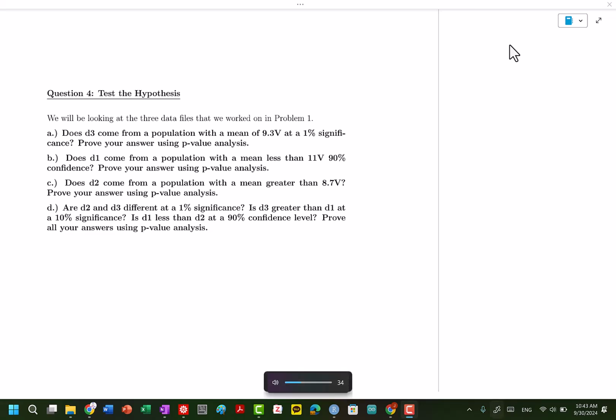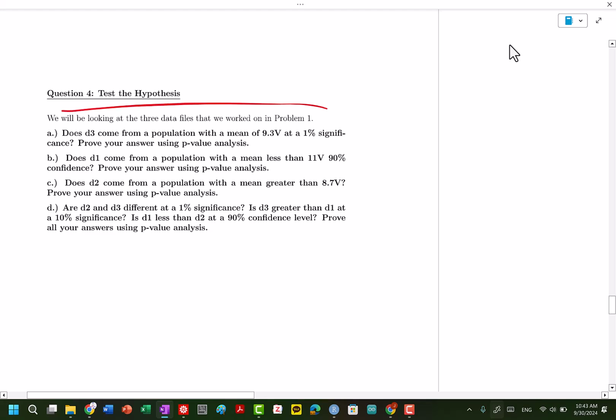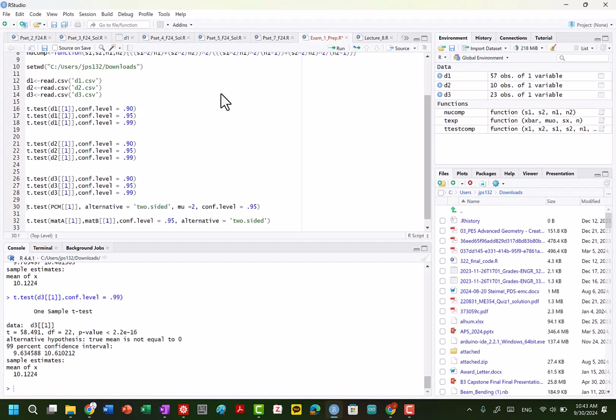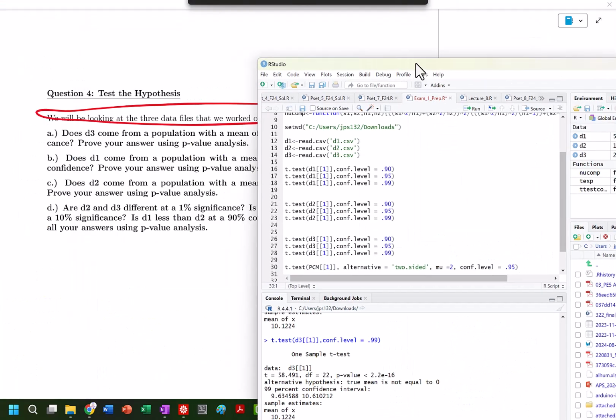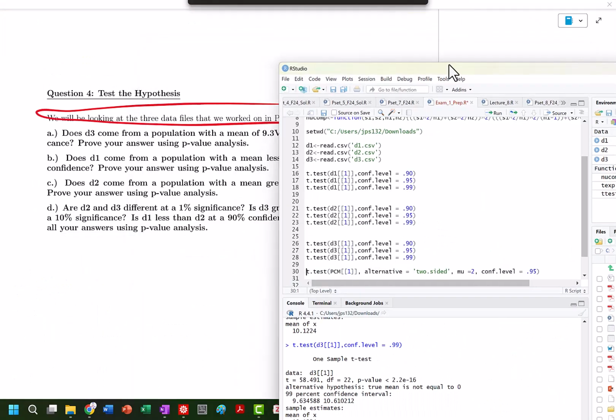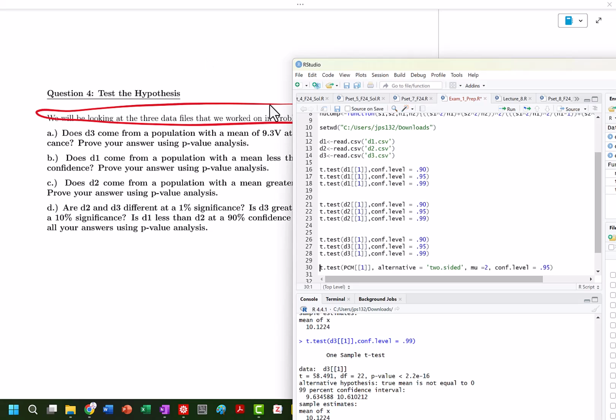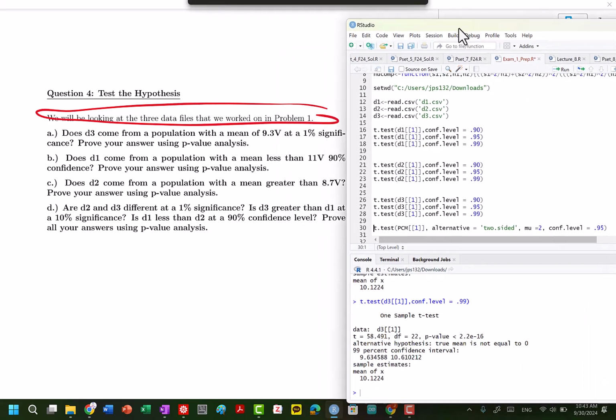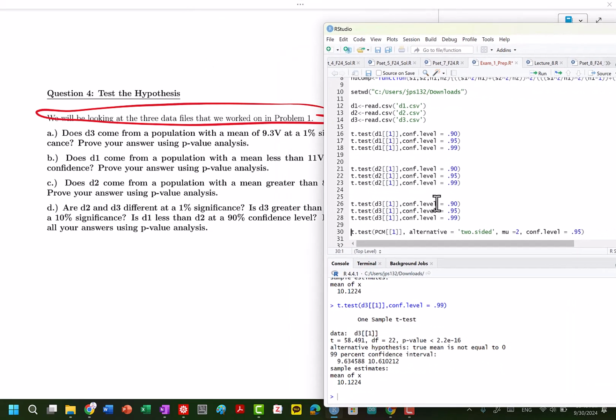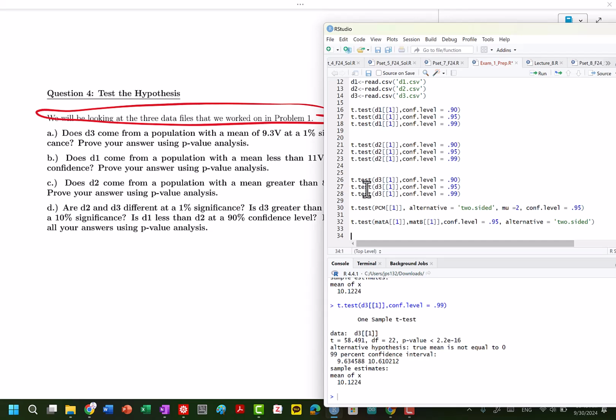All right, everyone, we are back, and now we're going to be doing some hypothesis testing on the data files that we were working on previously. So let's go ahead and get this over here a little bit, and see if we can solve these at this stage. All right, this is looking good.